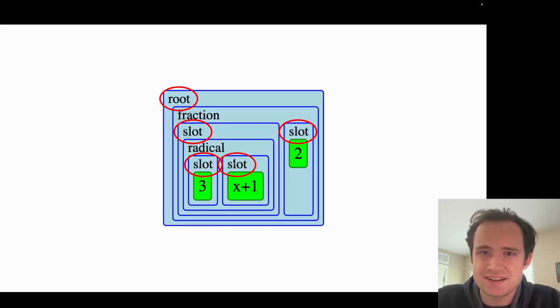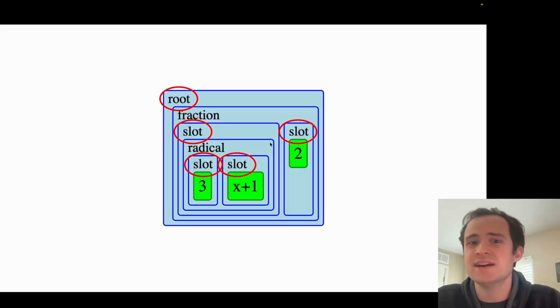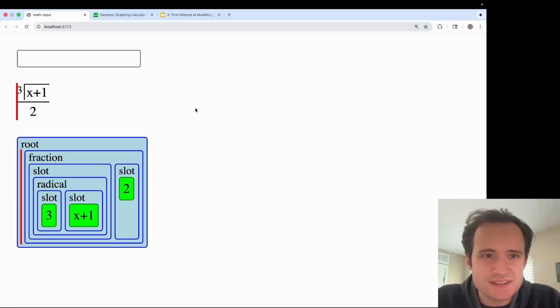As you can see, I added a slot node. So for example, the fraction has 2 slots, a slot for the numerator and a slot for the denominator, and those slots can contain multiple things if needed. The problem with that is it's really big and bulky. So I can show you the live demo of this. As you can see, there's a lot going on.